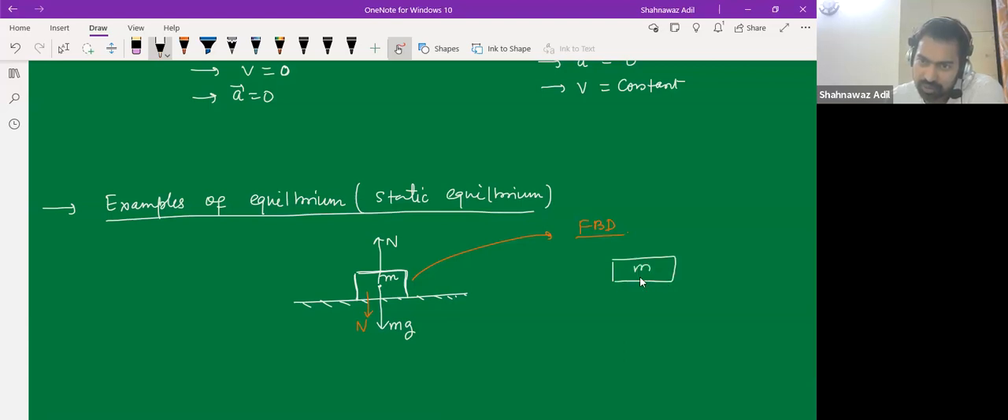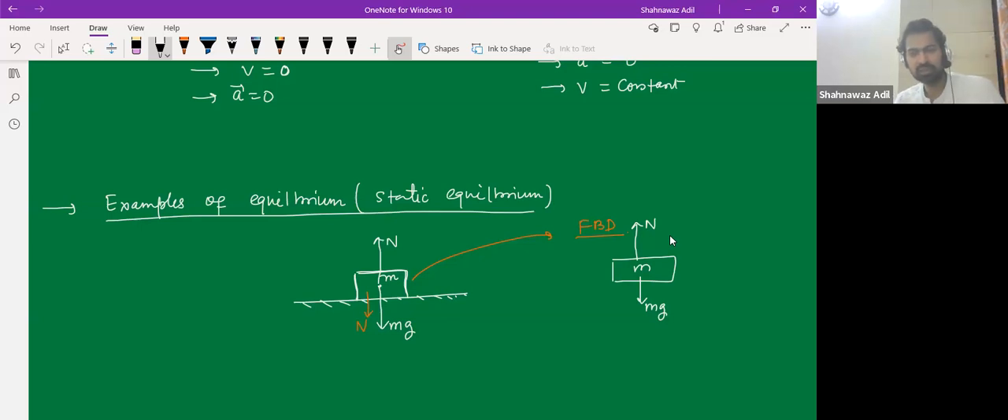This is M, so it is applying mg, and then this is the normal reaction, right? And this object is at equilibrium. It is not moving, right? So when can that happen? When will that happen? The object is not moving. When will that happen, guys?